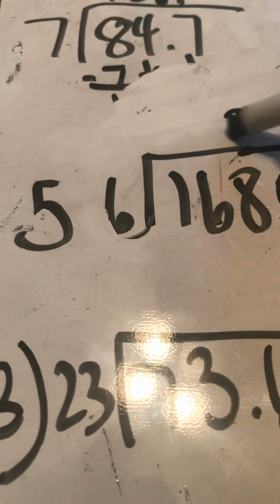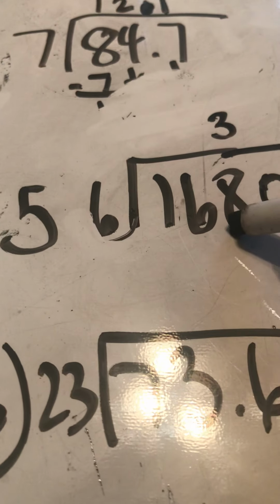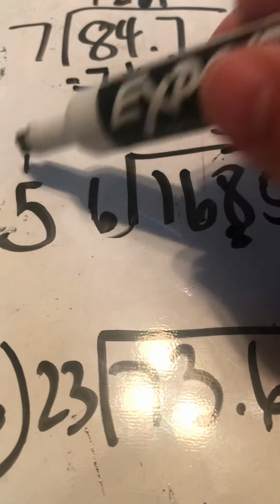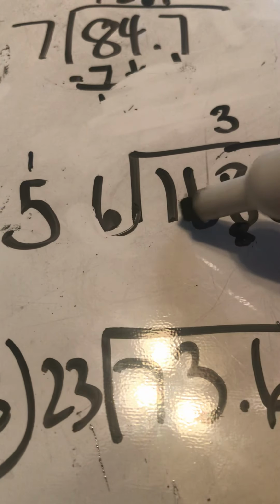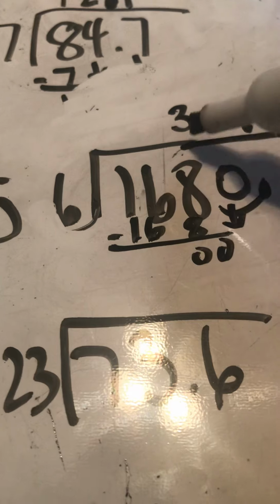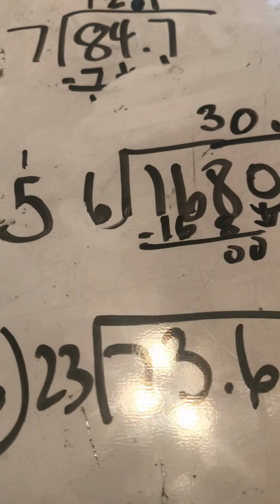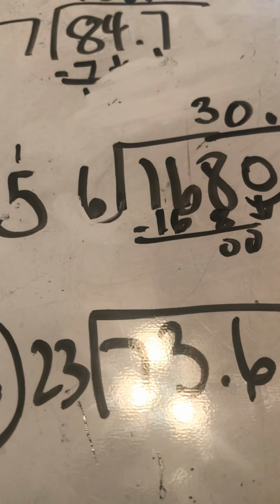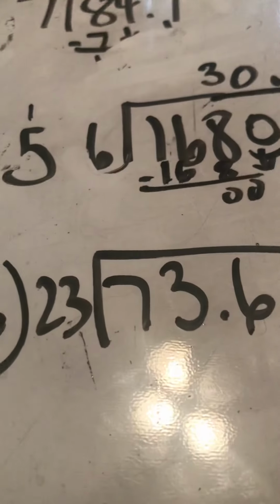We're going to say it goes into this 3 times. 3 times 6 is 18. 3 times 5 is 15. Plus 1 is 16. We subtract. We get 0. Bring down your 0. It goes in there 0 times. So our answer is going to be 30. Should have left myself a little bit more room.